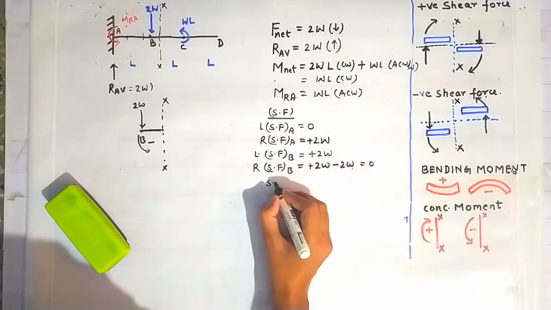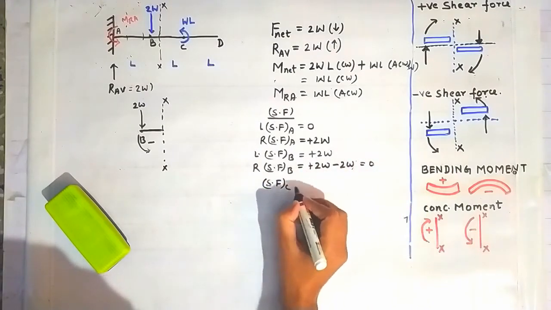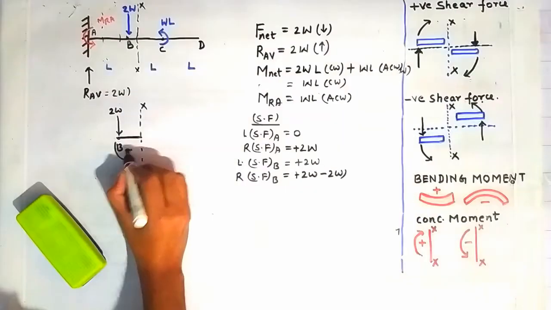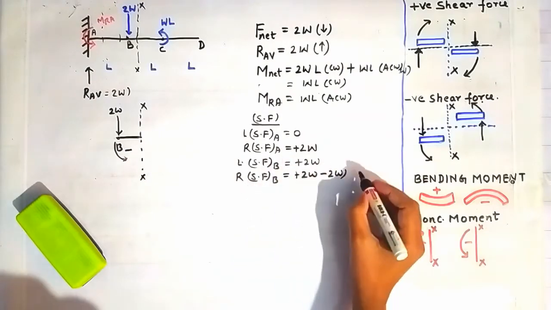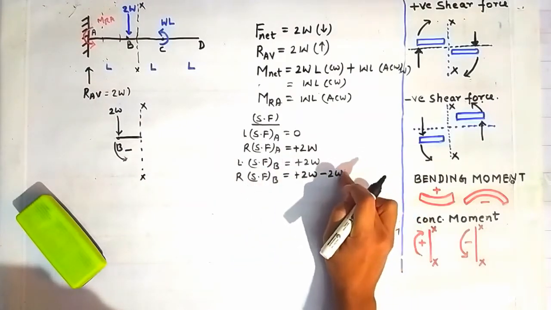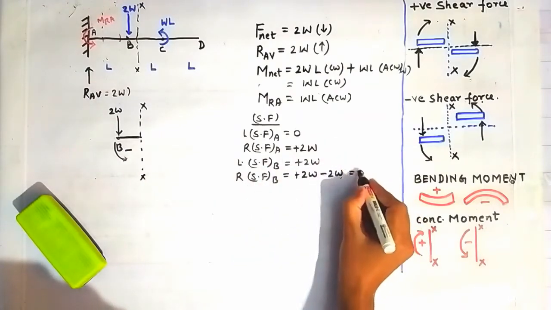Now we will calculate the shear force at the point C, because there is no point load acting at, so it will be taken as negative. Okay, so that's why we have taken it here as negative, and it will give us how much? 0.